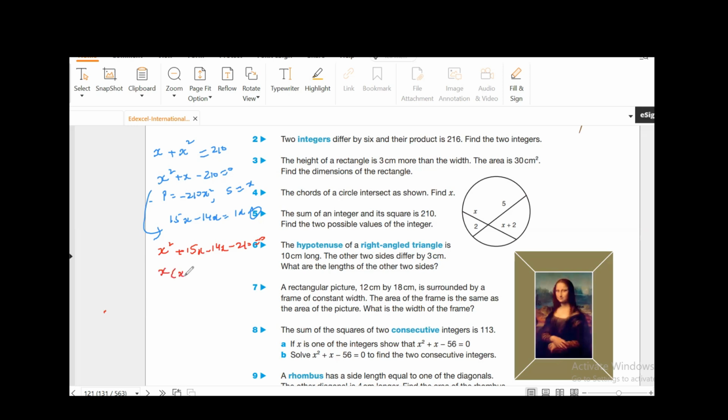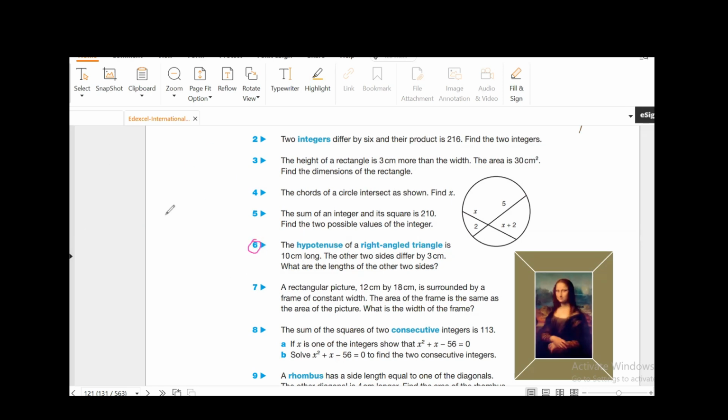So we can take x common, x plus 15, minus 14 common, x plus 15. So it means x plus 15, x minus 14, and x is equal to negative 15 and x is equal to 14. So these are the answers for the integer. And remember that now we are looking for the value of x. Next, we can check.